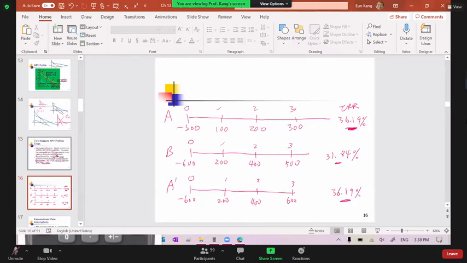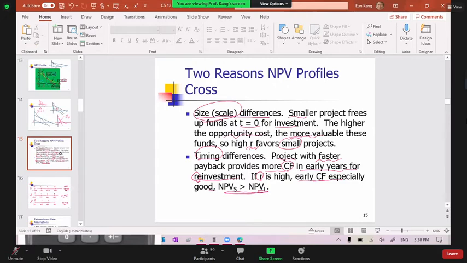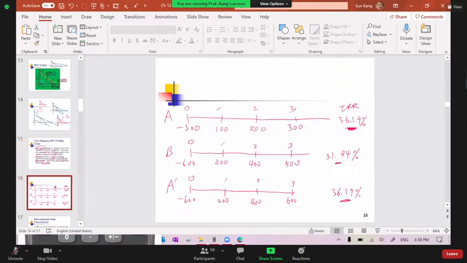So this one, size means it assumes that a bigger project is less profitable, or lower IRR, than a smaller project, right? That's the assumption. But here, A prime is bigger than A, same IRR, then what? No crossover, the same thing. So let me show you what happens for net present value.